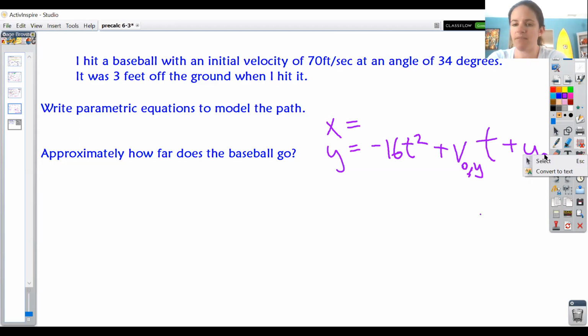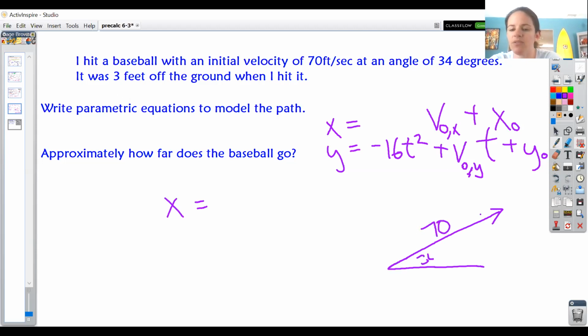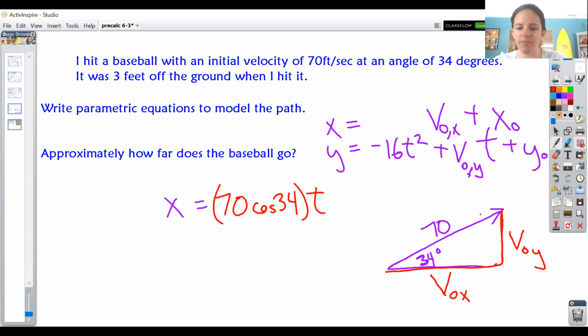For the x, I don't have gravity, but I would have the initial velocity in the x direction, and then the initial position, which normally we would let x equal 0 because normally we get to choose, and so why would you want it to be anything but that? And so in this case, I would have x equals the x component of the velocity. If I think about this velocity vector, I've got 70 feet per second at an angle of 34 degrees. So if I break this into the component form to see what the x and the y components are, the x component of the velocity and the y component of the velocity are simply 70 times the cosine of 34 and 70 times the sine of 34, respectively. So x would equal 70 times the cosine of 34 degrees, that's the x component of the velocity, times time, and we'll let the x initial position be 0.